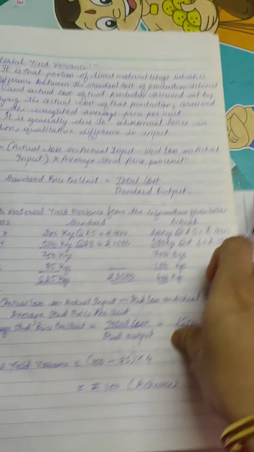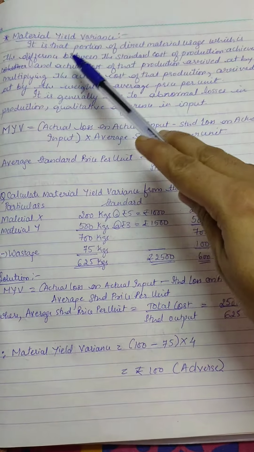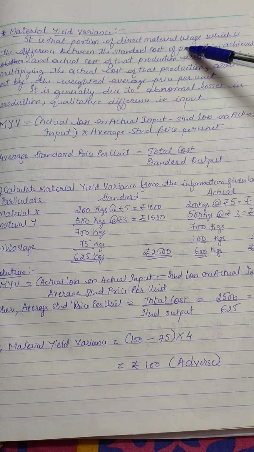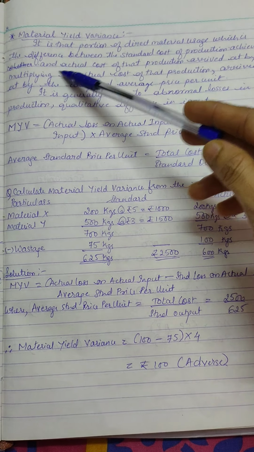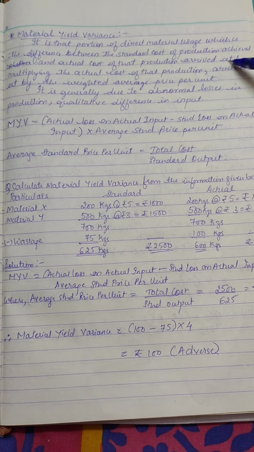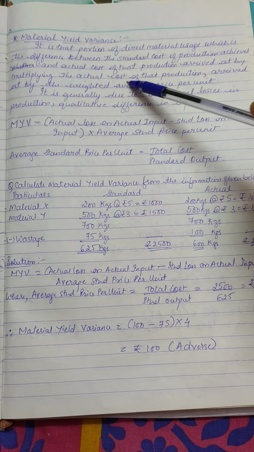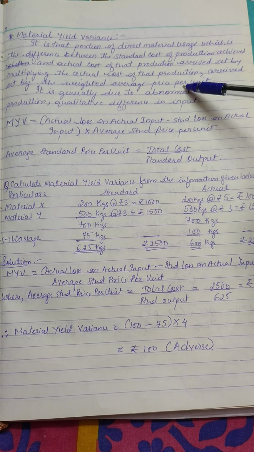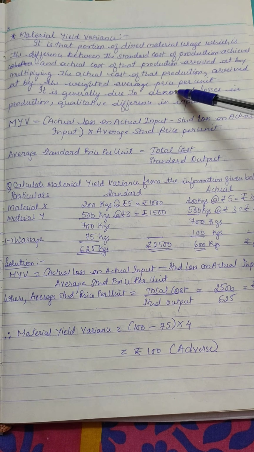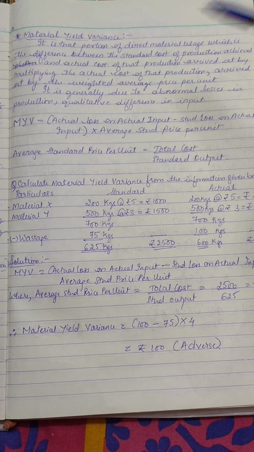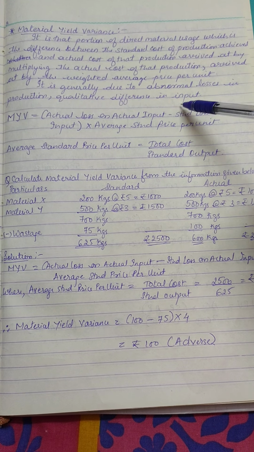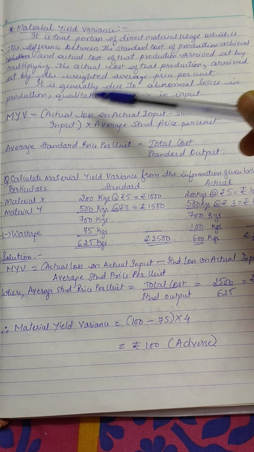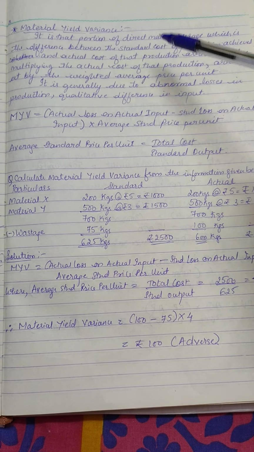Next I will start with the material yield variance. Now what is this material yield variance? It is that proportion of material usage variance which is the difference between the standard cost of production achieved and the actual cost of that production, arrived at by multiplying by the weighted average price per unit. Generally it is about abnormal loss in production and quantitative difference in input. At that point of time, I am going to use material yield variance.